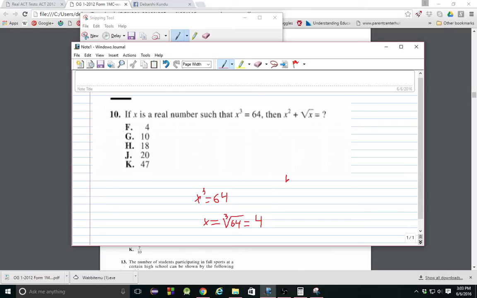So 4 squared, or x squared, plus root 4 equals 16 plus 2, the root of 4 is 2, which equals 18. Okay, so H is the answer.